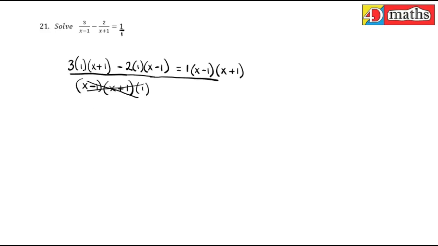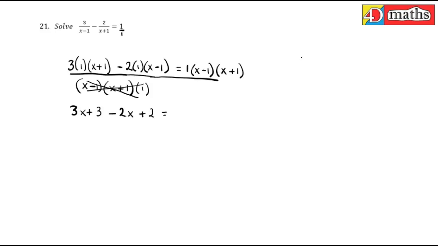So I multiply it out. 3 by 1 is 3. 3 by x is 3x, plus 3. Now, 2 by 1 is 2. 2 by x is minus 2x. Minus 2 by minus 1 is plus 2. Equals. Now, no need to multiply this out.